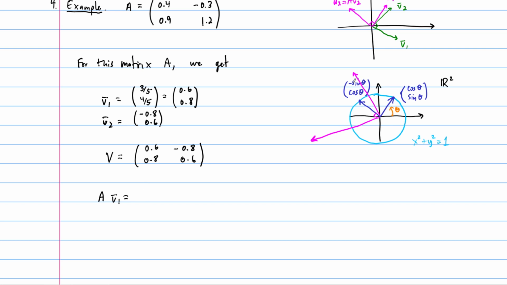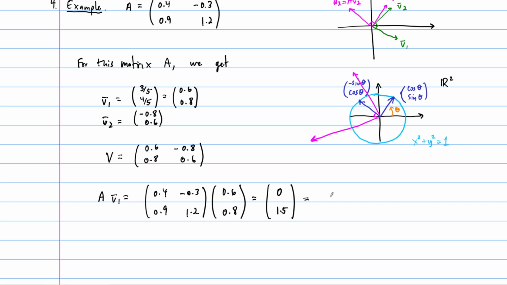So the singular values deal with the stretching of these vectors, right? The dilation that you see in this picture. So Av1 is going to be this product. So the matrix A times our vector v1, which was 0.6, 0.8. And if you work this out, this first one's 2.4 minus 2.4, that's 0. And the second one, you're going to get 1.5.